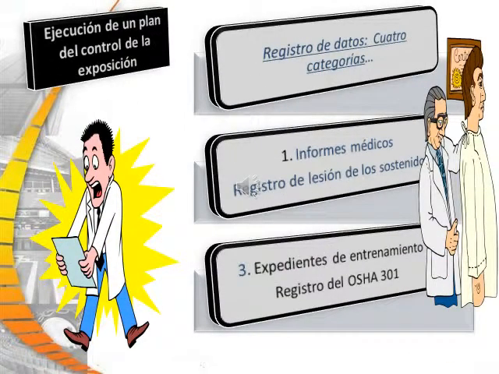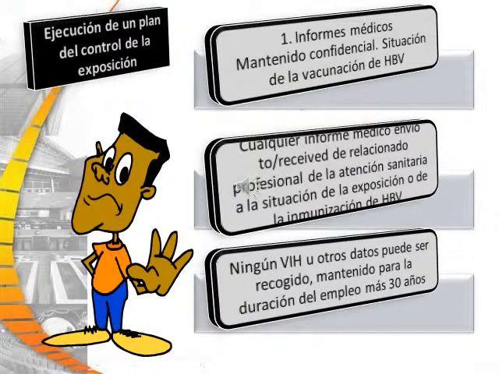Record keeping, 4 categories: medical records, sharps injury log, training records, and the OSHA 301 log. Medical records kept confidential, HBV vaccination status. Any medical records sent to or received from healthcare professionals related to HBV exposure or immunization status. No HIV or other data may be collected. Maintained for the duration of employment plus 30 years.